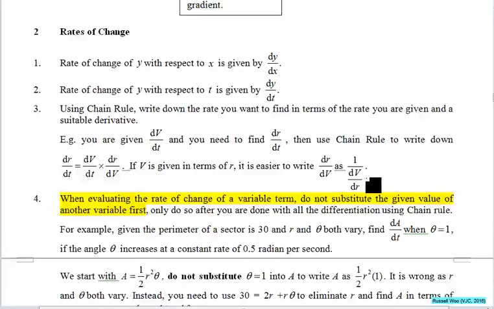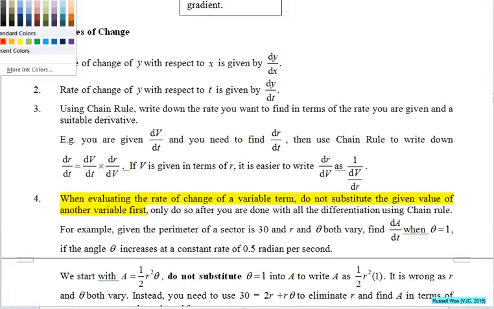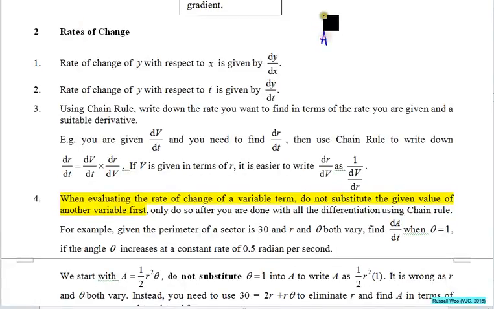Now, when evaluating the rate of change of a variable term, do not substitute the given value. What do I mean? Let's say you have a problem. For example, A equals pi r squared. Then dr/dt is 2 cm per second. Correct? Then you find dA/dt when r is 3. It's a very simple problem.